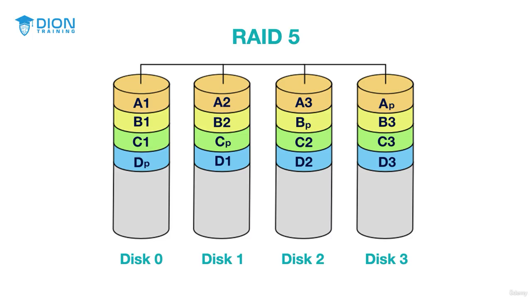Now, if one disk fails, the other two are going to be able to reconstruct the data based on the parity, and that way they can continue their normal operations, but at a slower speed because the missing portions of data have to be calculated on the fly when the user is requesting the data from the server.